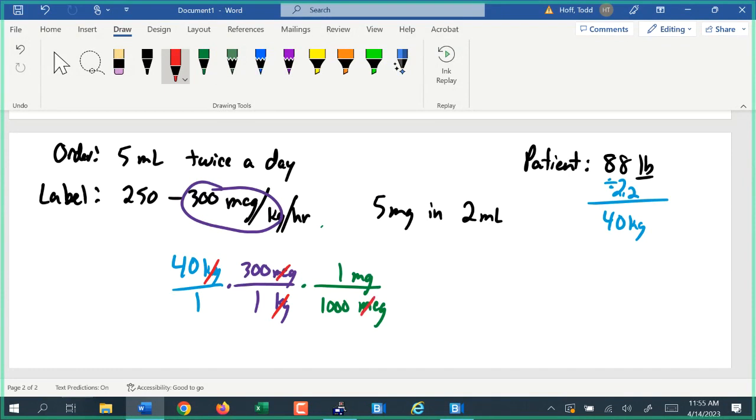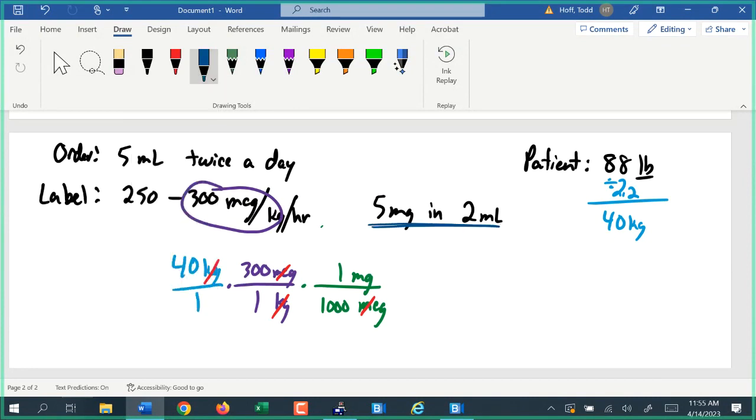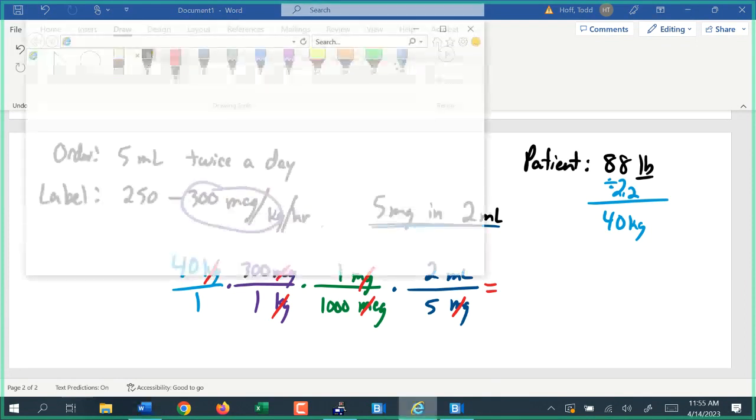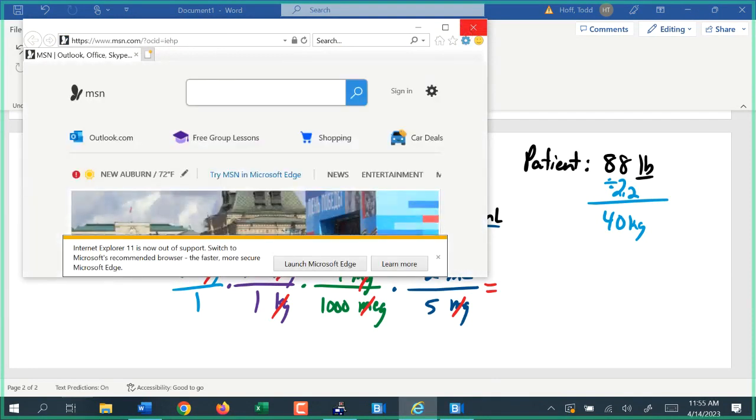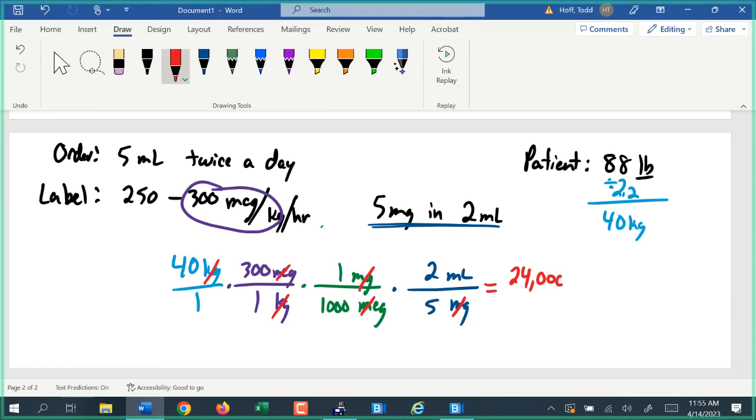We're now in milligrams. And now as we look at our label, we see that we have 5 milligrams in 2 milliliters. So milligrams on bottom, so they cancel out. 5 milligrams and 2 milliliters. And of course, milliliters is what we're going to be administering to our patient in this case. So we have 40 times 300 times 2, which is going to give us, I believe, 24,000, but I'm going to double check that. 40 times 300 times 2, and it is 24,000 milliliters.